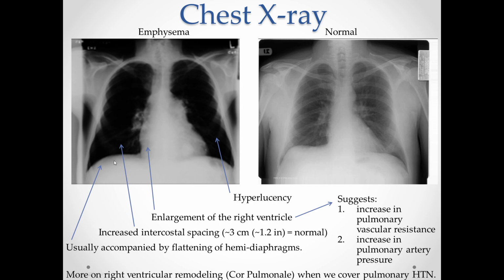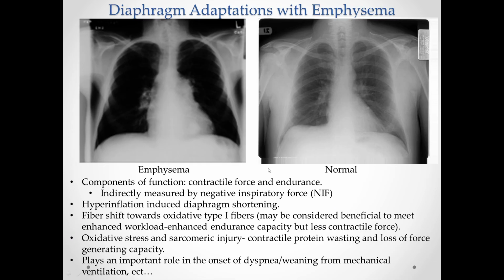It's usually accompanied by flattened hemidiaphragms. So if somebody's constantly hyperinflated, then there's a bit more flattening of the hemidiaphragms, and that reduces the expiratory reserve volume that that person can actually generate. So some diaphragmatic adaptations occur.